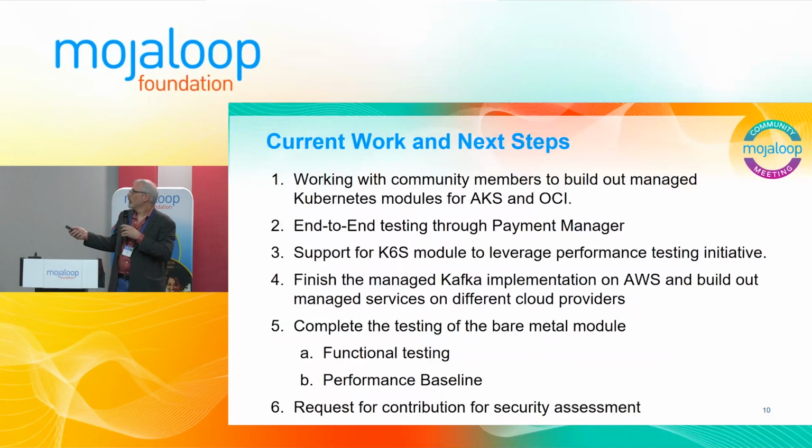So what are the next steps? We are working with community members to build out the managed Kubernetes models for AKS and OCI. We need to finish end-to-end testing through Payment Manager. This is something that's imminent. Then fully flesh out the K6 usage for performance testing. As I mentioned already, the Kafka implementation on AWS, so we have a managed service option for that. And then we need to complete the testing of the bare metal module. And we are putting here a request for a contribution for security assessments.